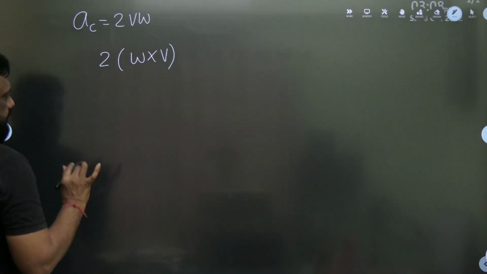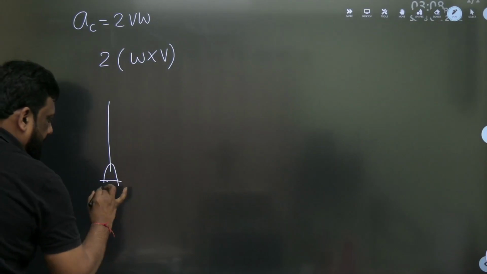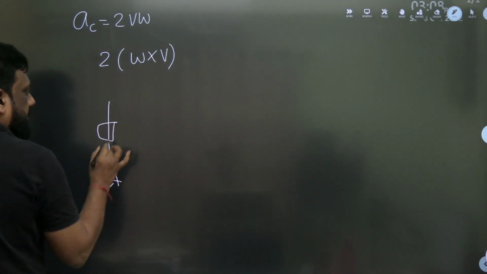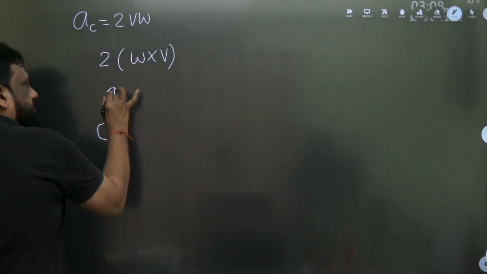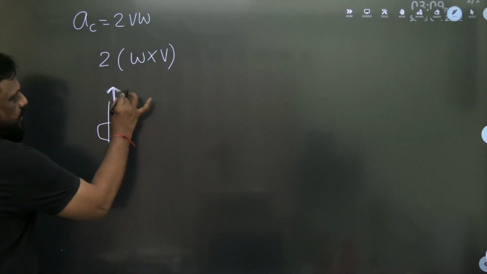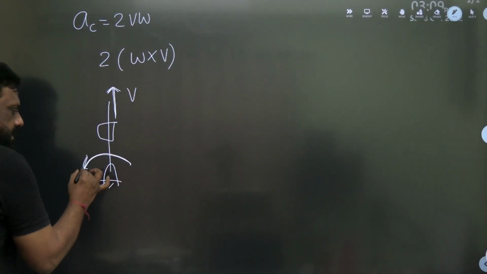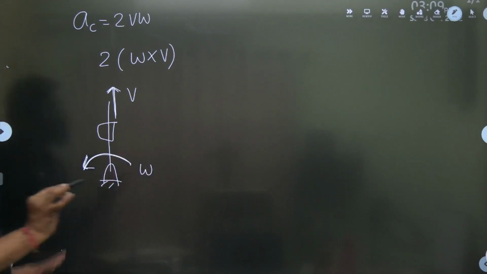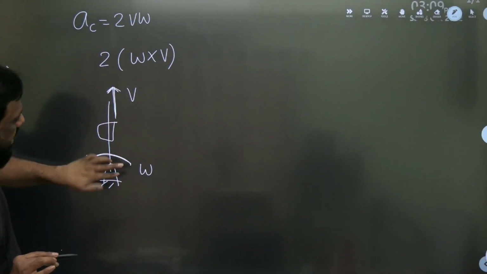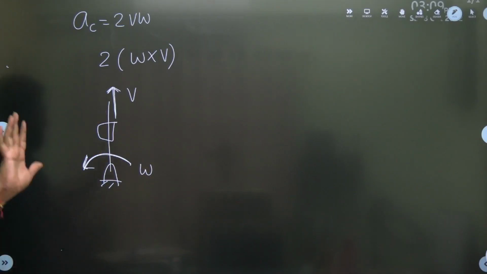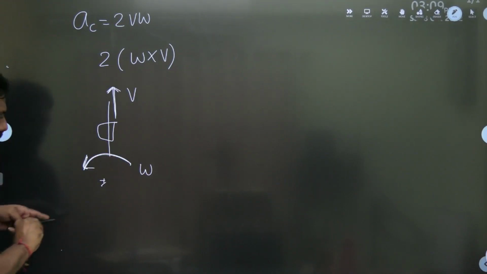Now, let us take a link, and this is sliding. Let the sliding velocity be in the upward direction. This is the velocity of sliding. And let the link rotate in the anti-clockwise direction. There are 4 situations. So let it slide, the sliding velocity upward, and the link rotating in the anti-clockwise direction. And you know the right hand thumb rule.